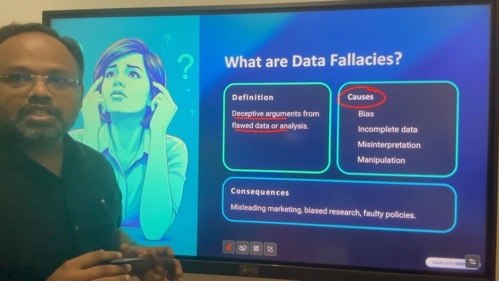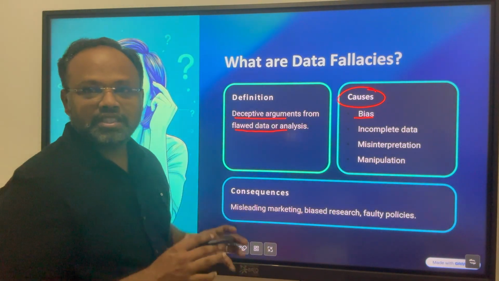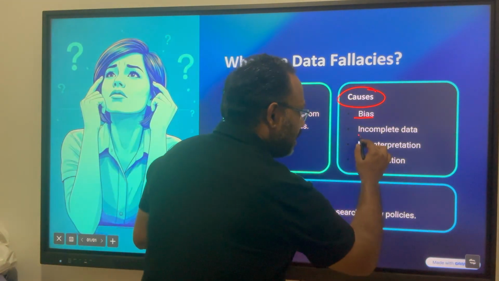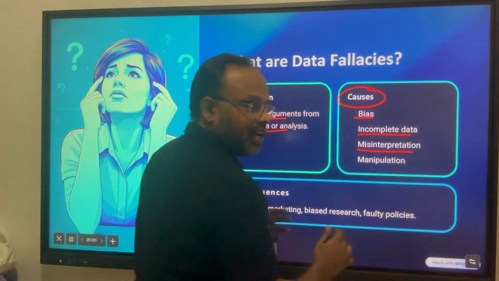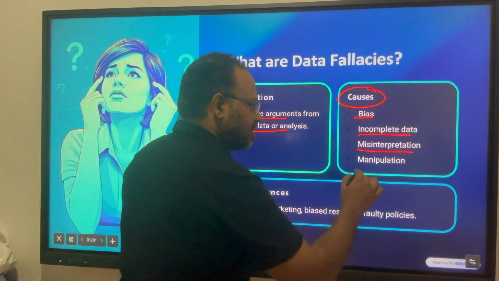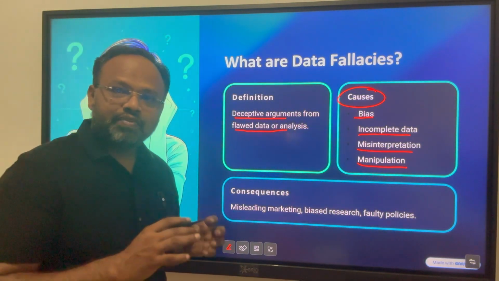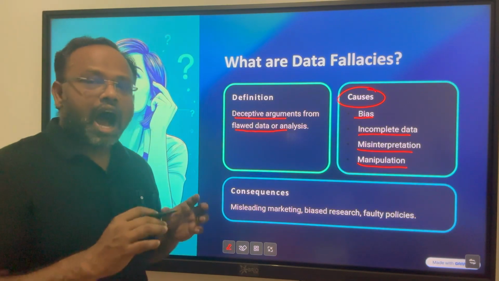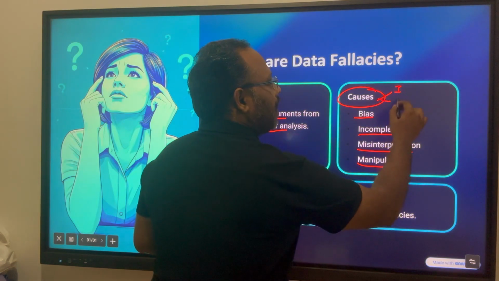The causes for these data fallacies are the biases which occur during data collection and analysis, incomplete data or inaccurate data, the misinterpretation of the data or the results, and manipulation of the data or analysis. All can lead to data fallacy or statistical fallacy. Again, this data fallacy may be intentional or accidental.